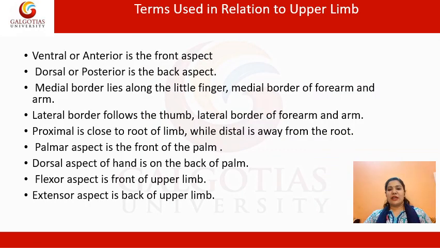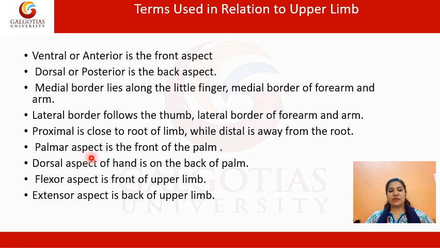The terms in relation to the upper limb. If we say ventral or anterior, it means the front aspect of the hand or the upper limb. If we say dorsal or posterior, it means the back aspect of the upper limb. If we say medial border, then it lies along the little finger, the medial border of the forearm and arm, from the little finger until the axilla. Later, if we ask about the lateral border, then it follows the thumb and the lateral border of the forearm.